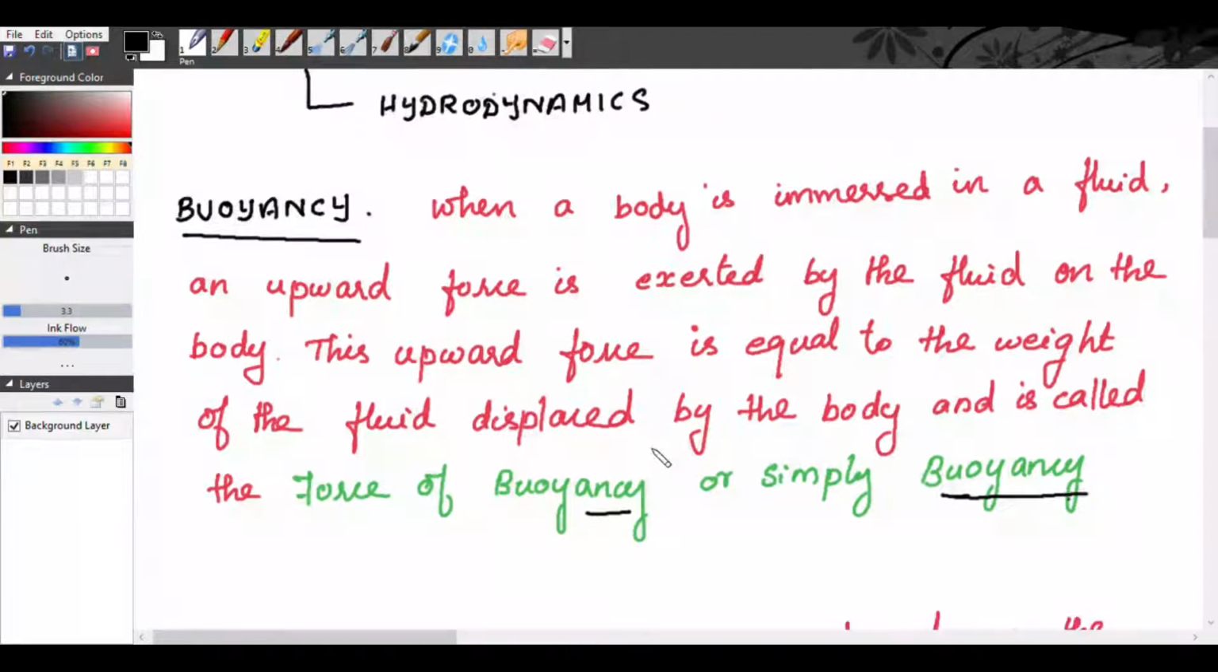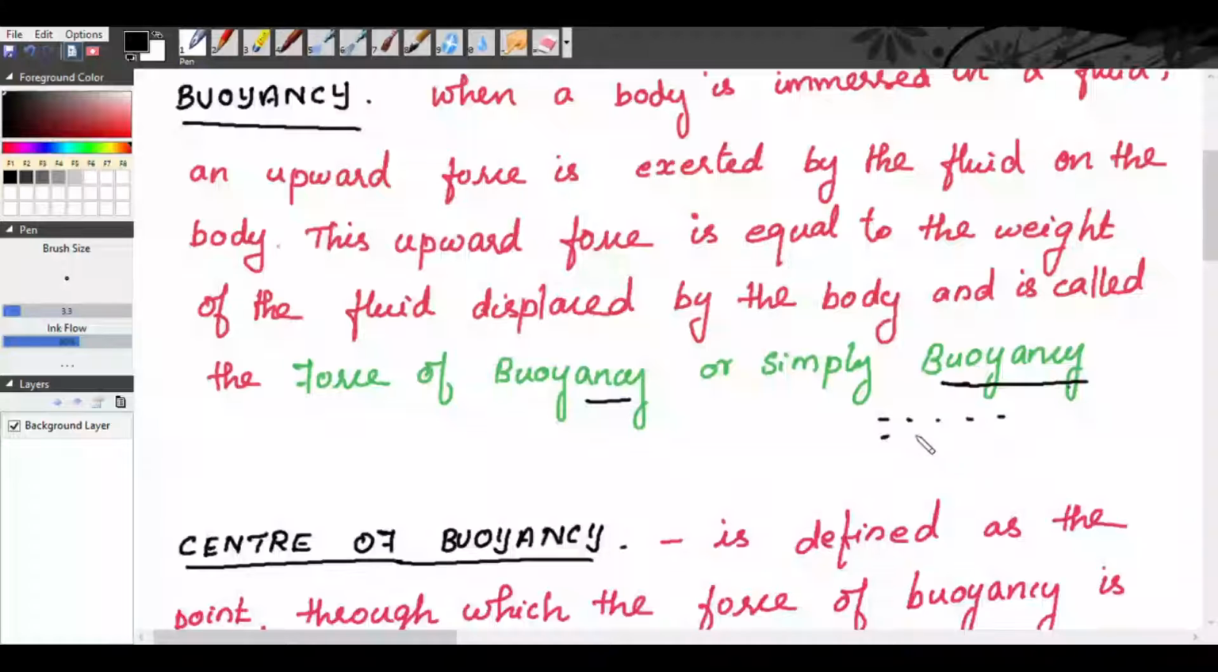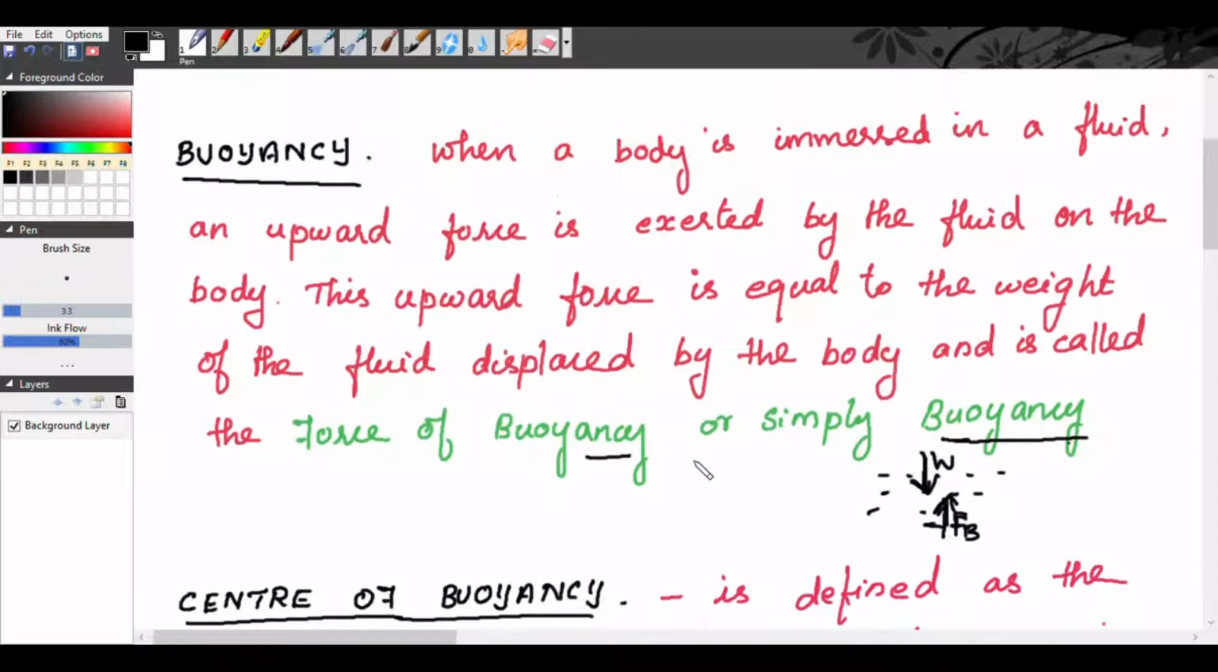See, when you have a water body and you are pushing the object downwards, there will be another force acting upwards, another resisting force acting upwards. This resisting force is called the force of buoyancy. If this is the object, this will be the weight of the object. So when your body is immersed in a fluid, there will be an upward force.